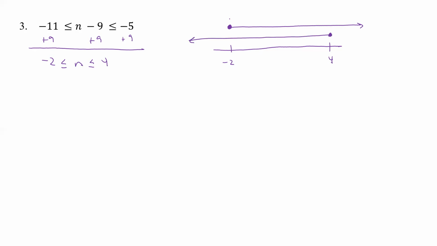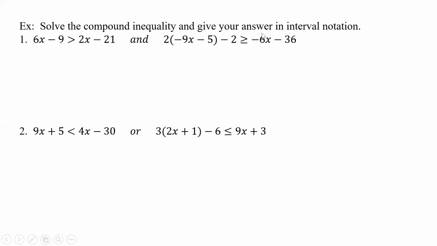Well, the intersection is just between those. So it's going to be negative 2 to 4, and that will be our solution. Okay, and we'll stop and we'll come back for more.